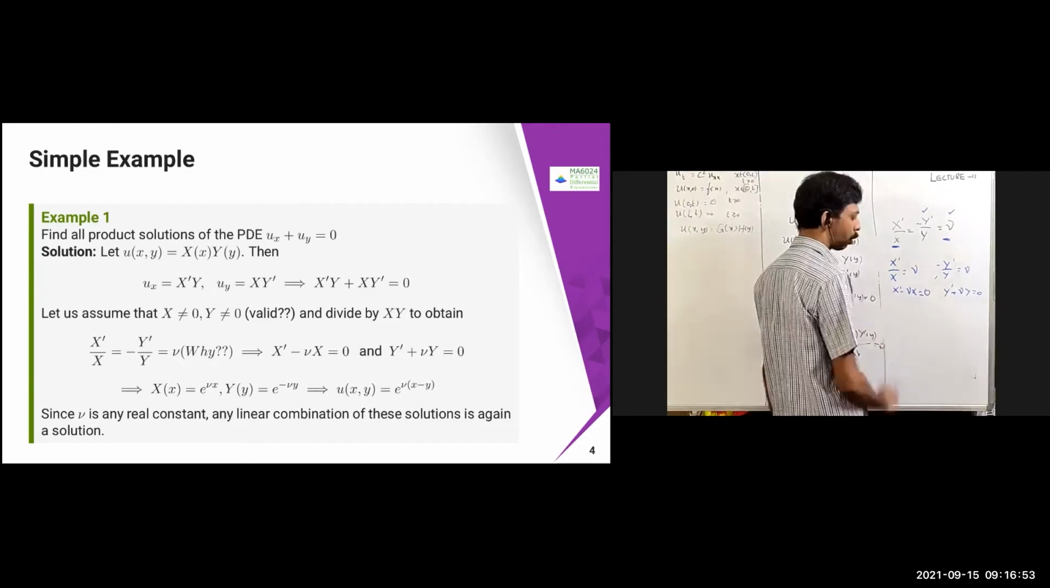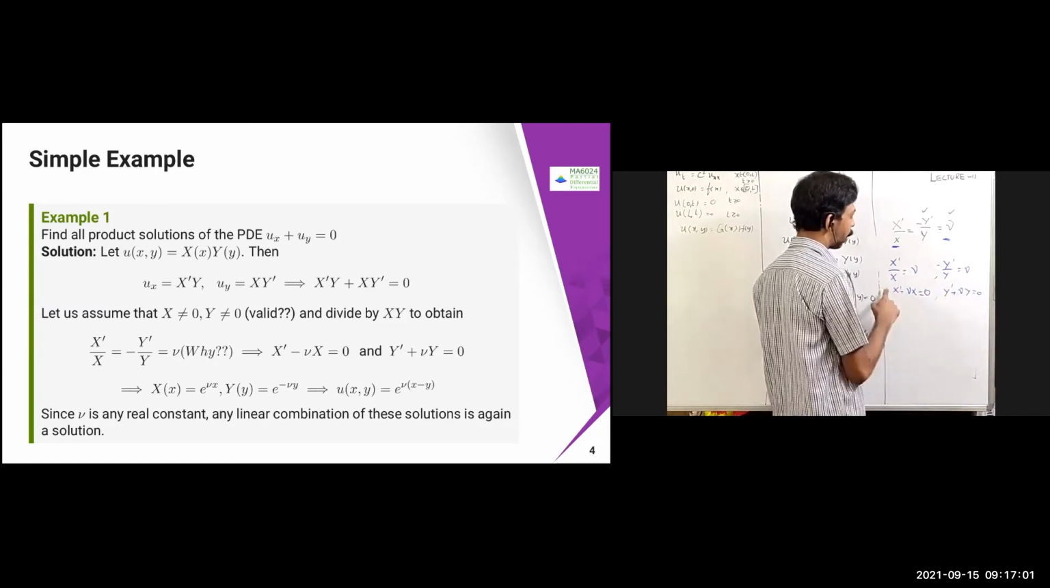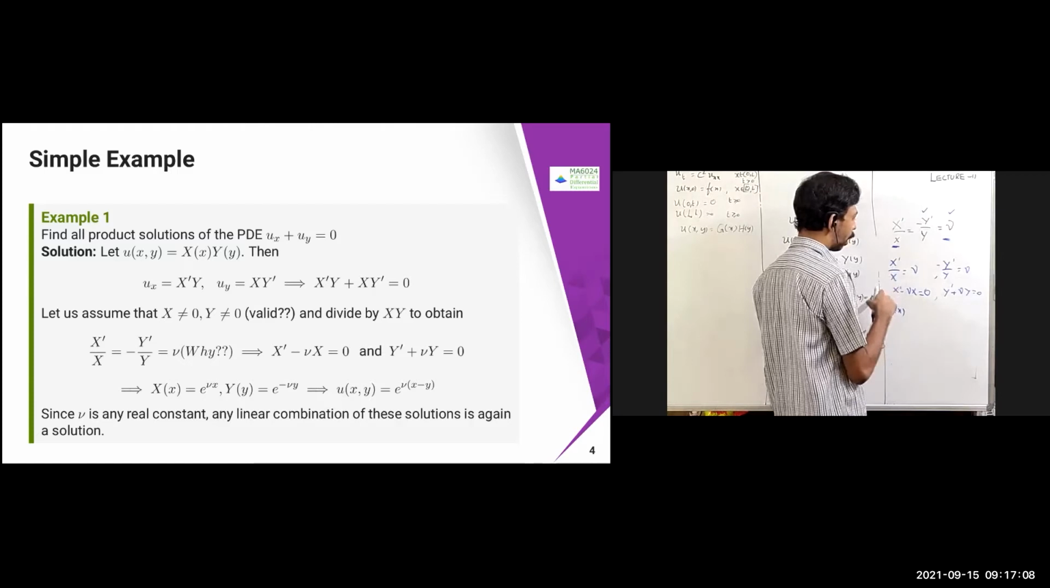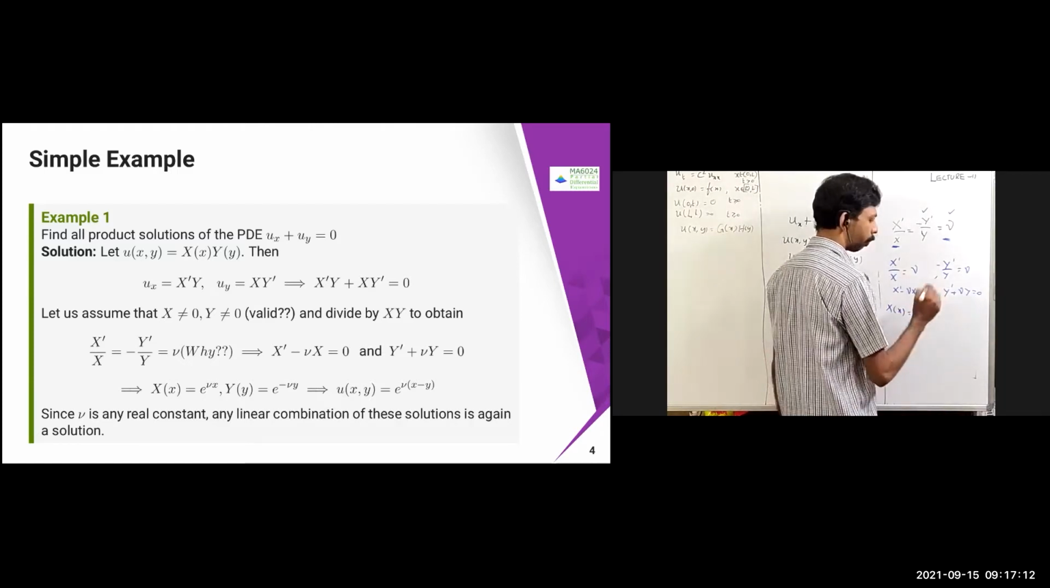Okay, x' minus nu x equal to 0 and y' plus nu y equal to 0. This is a PDE, so two problems are there. For this problem, I know the solution. x' by x equal to nu, which means x of x is going to become, simply you can write, log x, etc. So I'm just going to put e power nu x.